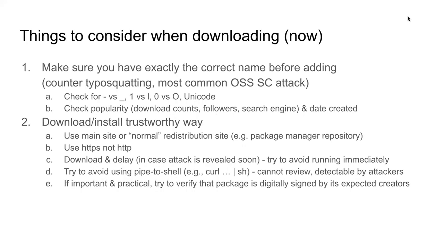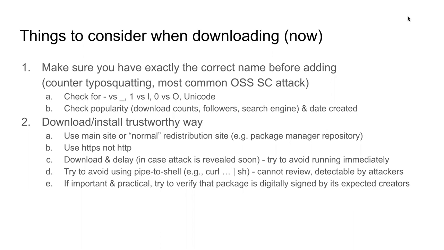Now, when you're downloading some software, there are some things to think about, and there are some complicated things. Before you go complicated, there's some simple things you can do that can lower risks with almost no cost. First of all, double check the name. Make sure you have exactly the correct name before you add a package as your dependency or download it for use. Today, the most common kind of malicious attack on open source software is typosquatting, creating projects that have similar names, but not exactly the correct names.